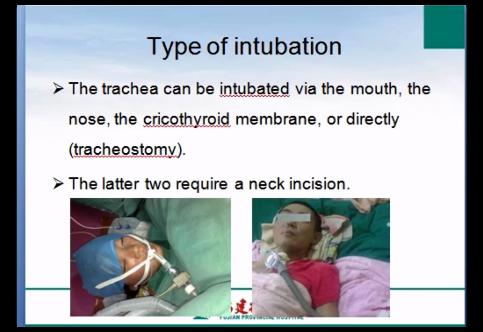And there are different parts of intubation, and the specific type for each patient should be combined with age and duration of the disease. Intubation via the mouth is performed in a short time, and a small endotracheal tube can be performed via the nose in children. So as we can see, the trachea can be intubated via the mouth, and sometimes via the nose in children, and the cricothyroid membrane, or directly tracheostomy, just as this patient. And the latter two require a neck incision.